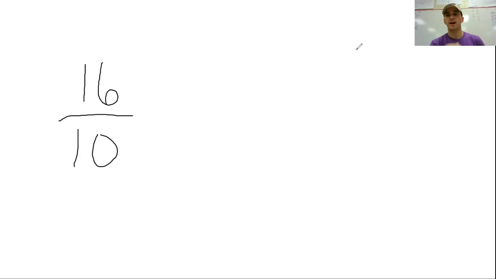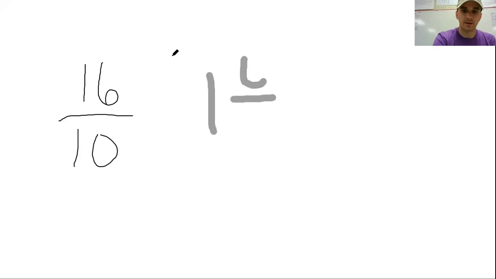So how many whole times can 10 go into 16? It can go one whole time, because 10 times 1 gets me to 10. I needed to get to 16. What's my remainder? What's left? It's going to be 6. That becomes my numerator, and my denominator doesn't change. That gives me 1 and 6 tenths, which is not an answer choice.